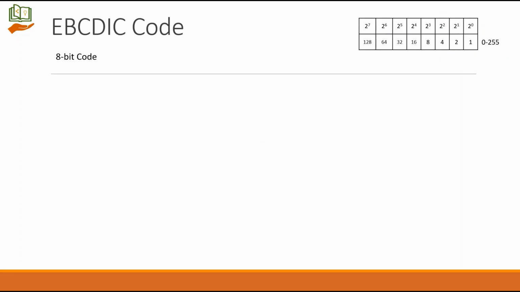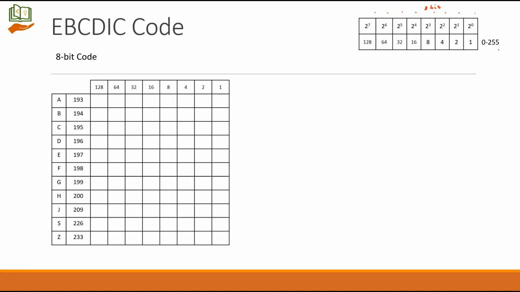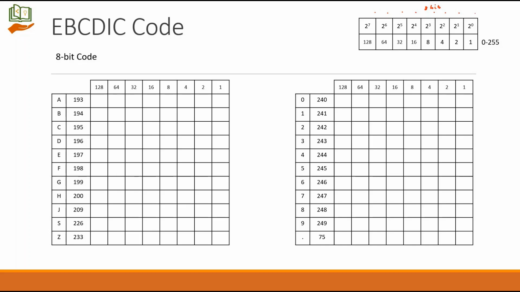Now let's see the 8-bit code character. There are 8 bits totally, ranging from 0 to 255. Now I have taken only a few of the alphabets and the numbers along with the full stop here. 193. 128 plus 64 is 192. So this will be 11. 192 plus 1, 192 plus 2, 192 plus 3, 192 plus 4, 192 plus 5, 192 plus 6, 192 plus 7, 192 plus 8.